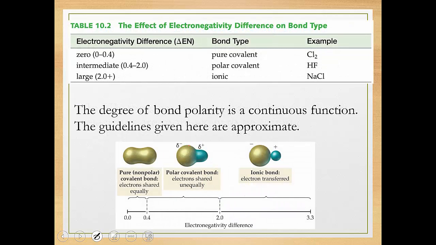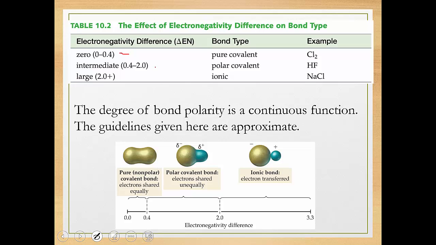All right, so what's the numerical value? Now, degree of bond polarity is continuous. There isn't really a hard cutoff to say, this is where nonpolar ends and polar begins, or this is where polar covalent ends and ionic begins. There's a continuum. You can have something that's on the borderline between polar covalent and ionic. It's all a degree of relativity, but as a relative guideline, in general, we say that when the electronegativity difference is between 0 and 0.4, this is what we call a pure covalent bond, a nonpolar bond.